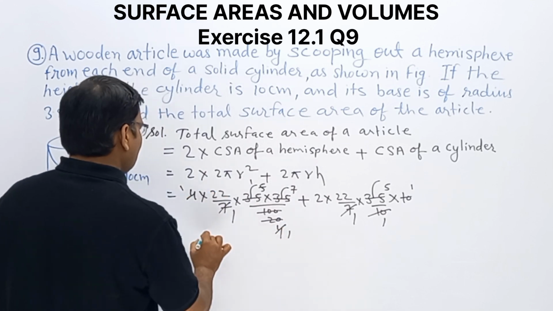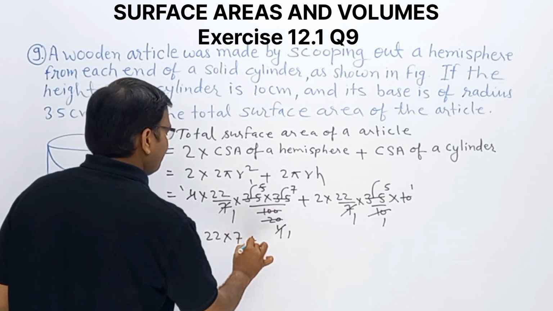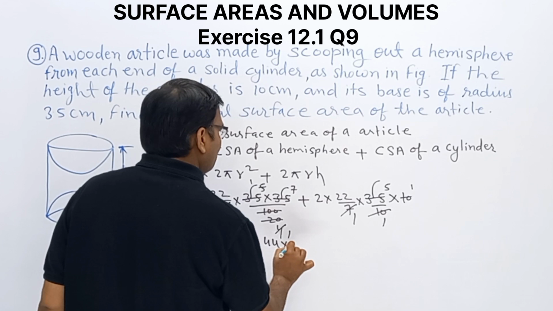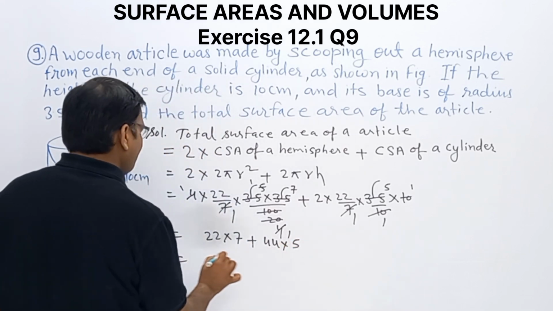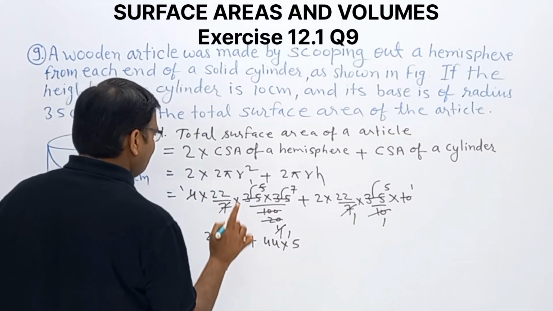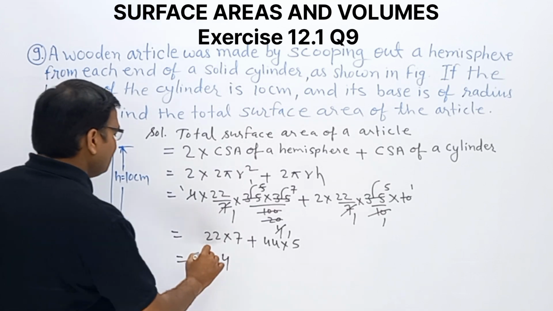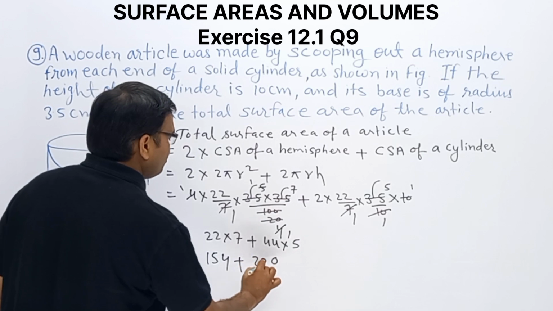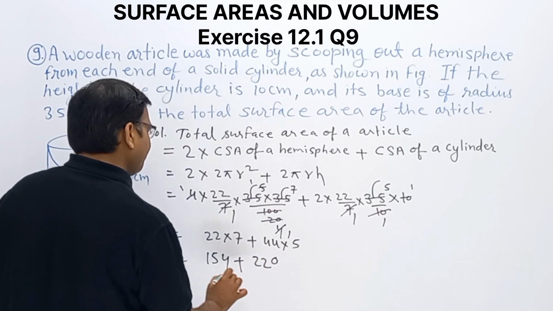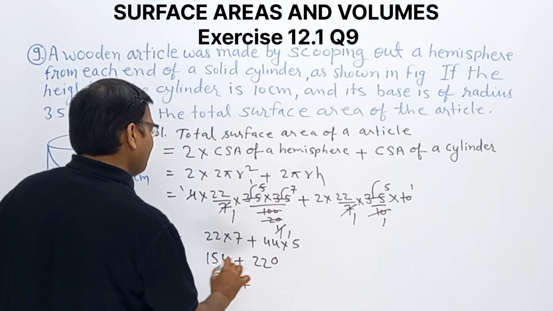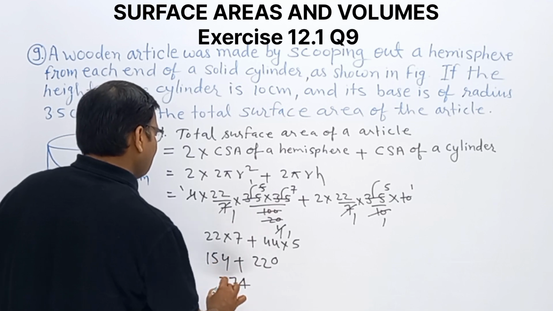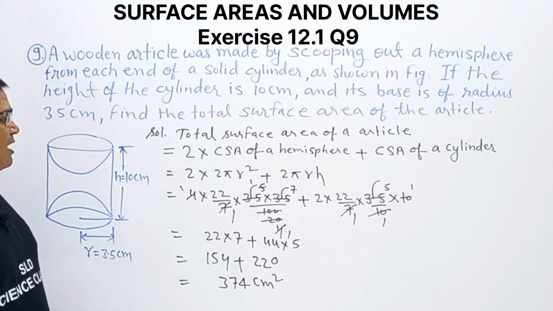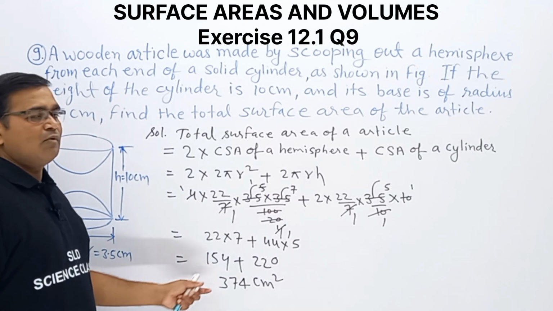So what things are remaining? 22 into 7 plus 22 into 2 will be 44 into 5. Multiply and add. 7 2s are 14, 1 is remaining. 14 plus 1 is 15. 5 4s are 20, 2 is remaining, 20 plus 2 is 22. Adding both, we get 4, 5 plus 2 is 7, 2 plus 1 is 3, so 374 centimeter square will be the total surface area of the article. This is the required answer.